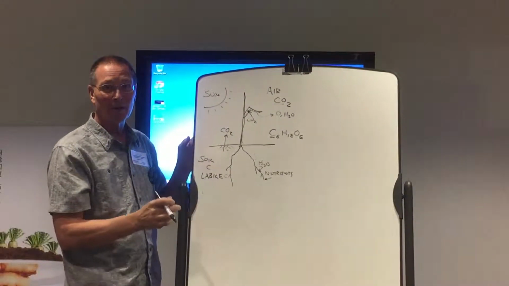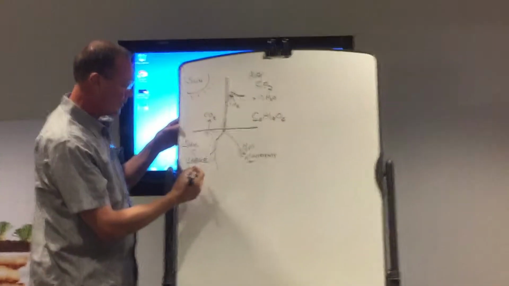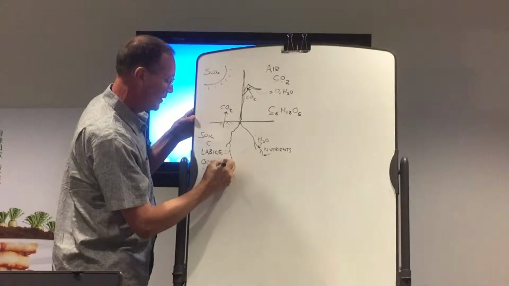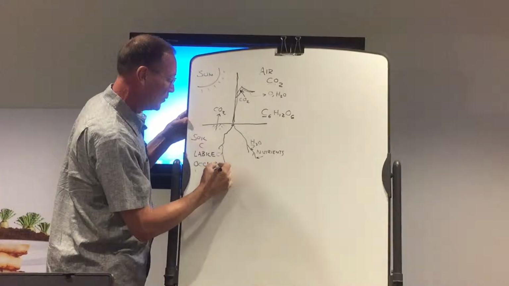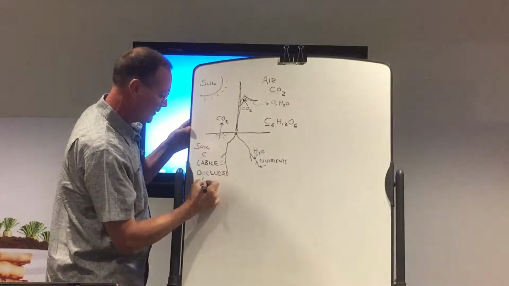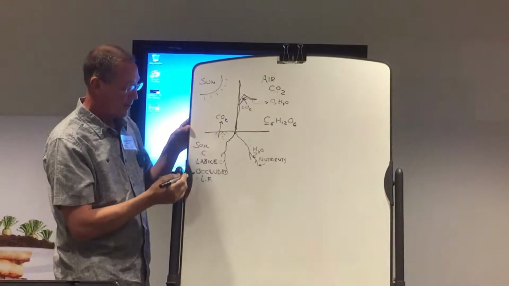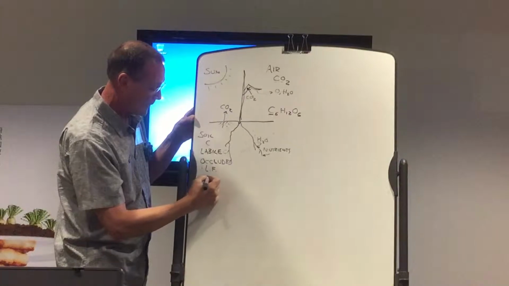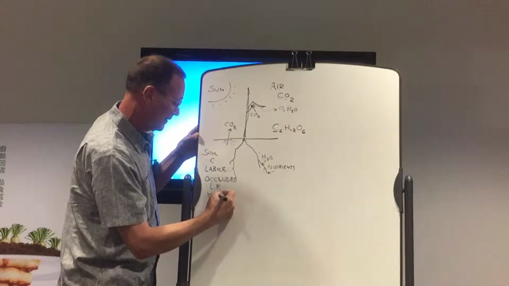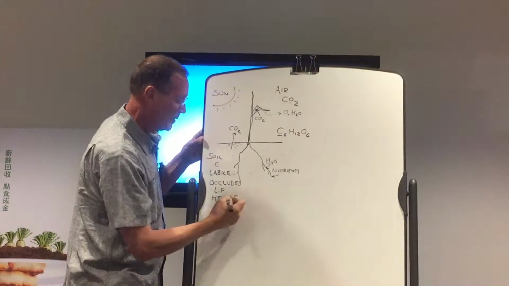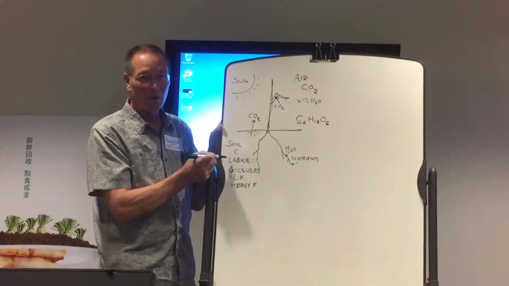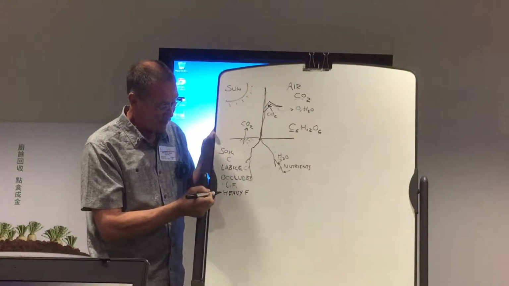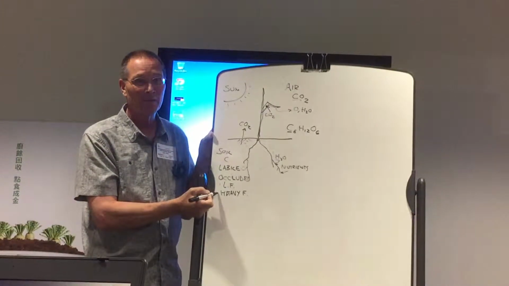Form of carbon in the soil, and there are two forms. One of them is the occluded, that's a UL, occluded light fraction. This is the labile fraction, occluded light fraction, and heavy fraction. This lasts for weeks or months. This lasts for decades. This lasts for thousands of years.